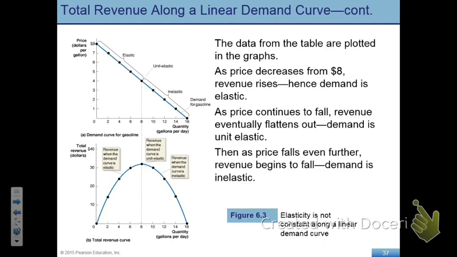Between elastic and inelastic, there is a point which we will call unit elastic demand, where the percentage change in price and the percentage change in quantity demanded are equal. It's a theoretical concept. Unit elasticity is not important. What is important is that unit elasticity separates the elastic region and the inelastic region. The most important concept here is that within the same demand curve, one part could be elastic, another part could be inelastic, and between them there is a unit elastic point. So, elasticity is not constant along a linear demand curve. Even when the demand curve is linear, your elasticity changes from one point of the demand curve to another.